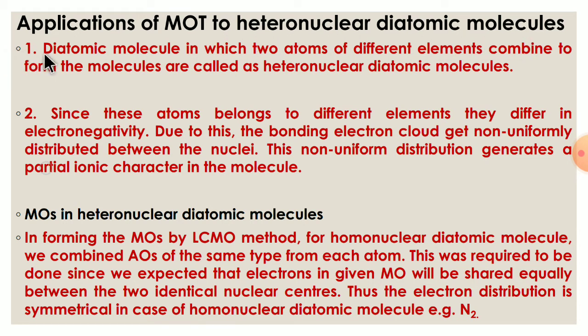There are 2 points. First, diatomic molecules in which two atoms of different elements combine to form the molecules are called heteronuclear diatomic molecules. Since these atoms belong to different elements, they differ in electronegativity. Due to this, the bonding electron cloud gets non-uniformly distributed between the nuclei. This non-uniform distribution generates a partial ionic character in the molecule. So these 2 points are very important, and the concept of electronegativity is very important here.